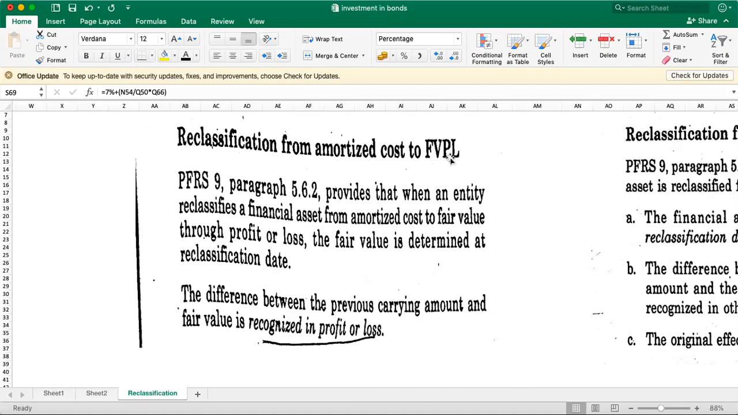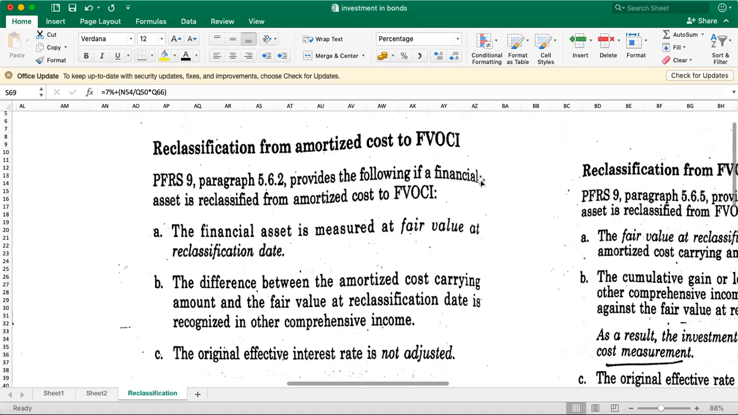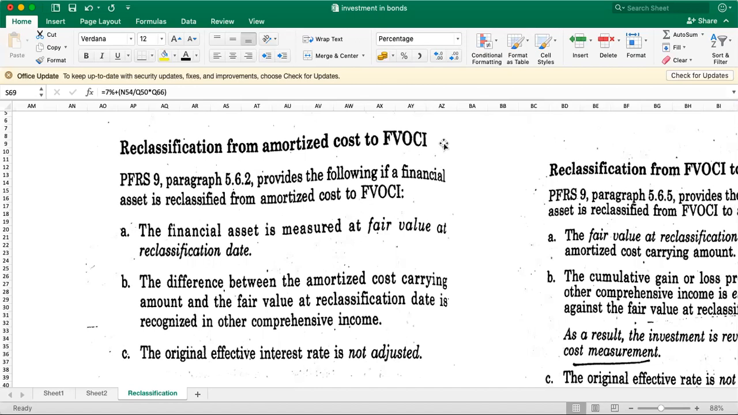Third, you have the reclassification from amortized cost to FVOCI. So dito, di ba, with amortization to with amortization. But dito, iba lang yung measurement natin. Di ba, under amortized cost, subsequent measurement is at amortized cost. We prepare amortization table. Under FVOCI, still we prepare the amortization table, but the subsequent measurement is at fair value.